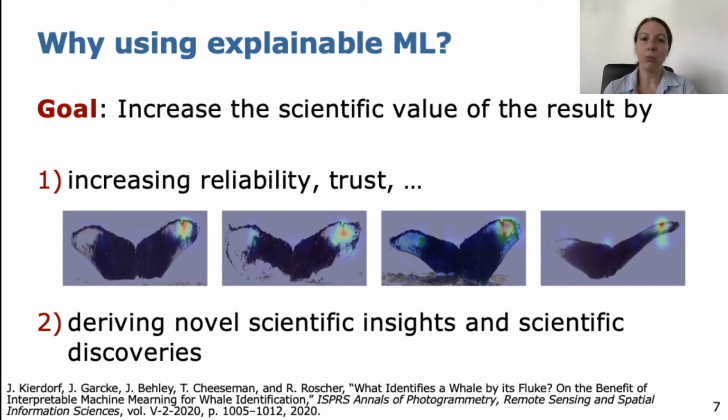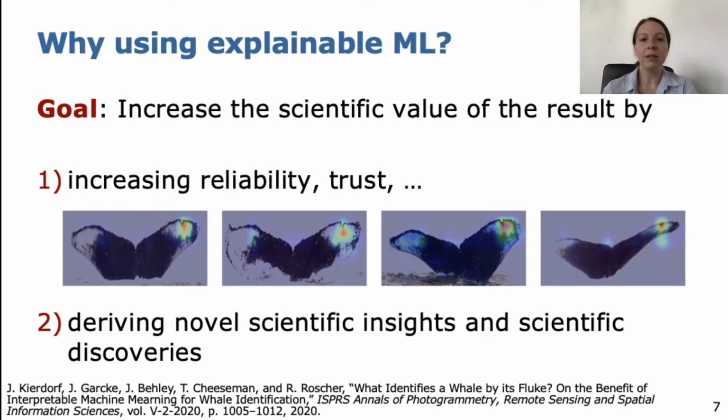And as one example, I want to mention one work. There are a lot more in the paper, and this work I present here is also presented at this congress by my PhD student Jana Kierdorf. And in this work, we used heat mapping as an interpretation tool to visualize where a network looks in an image to identify specific whales. So here you can see 4 whale flukes of the same whale. And the highlighted part in the image is the part on which the network based its decision.